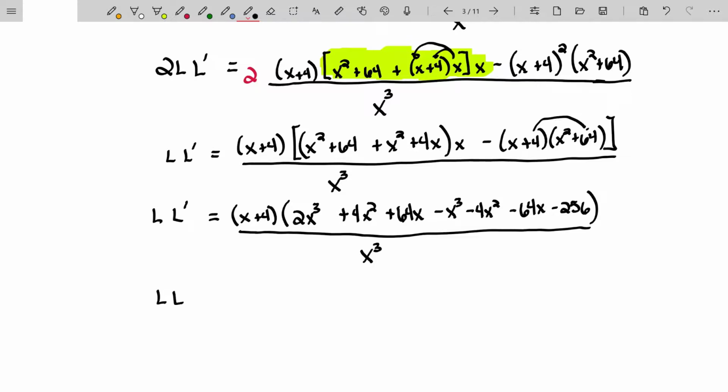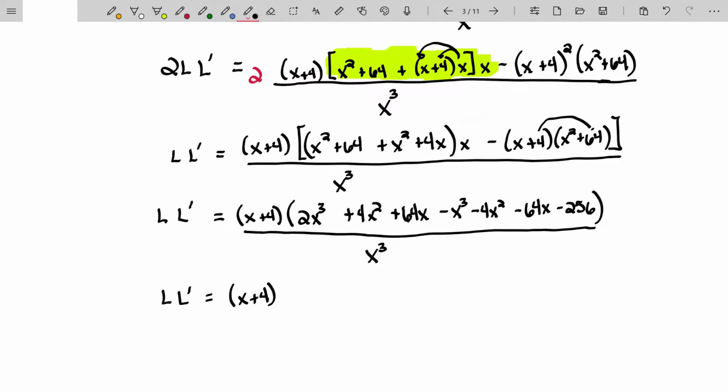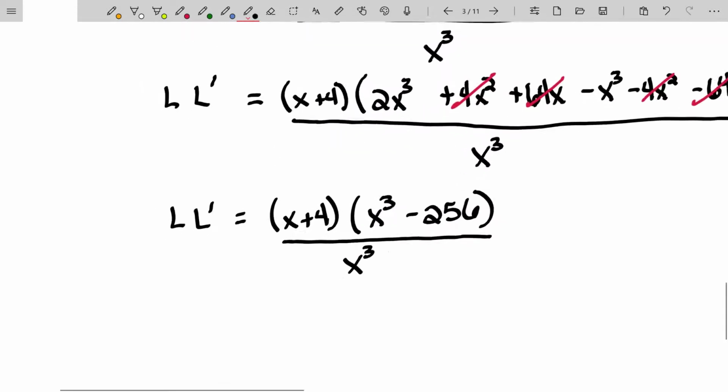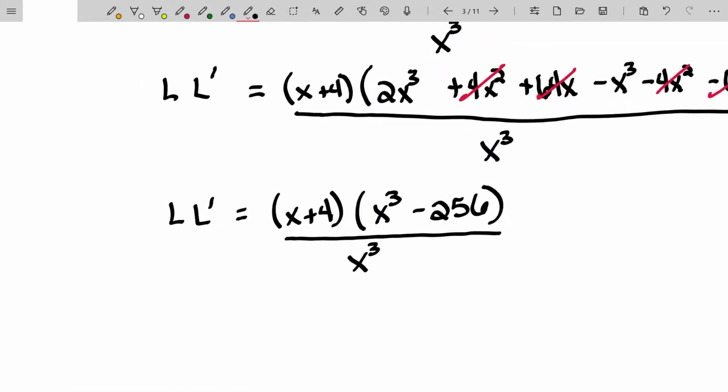So L times L prime is equal to x plus 4, and now you see the magic that's going to happen. We get 2x cubed minus x cubed is a single x cubed. And then 4x squared minus 4x squared is gone. 64x minus 64x is gone. So we just have a minus 256. That's actually not bad. And this is all over x cubed. Now that x cubed minus 256, that'll be something we can deal with in a moment.